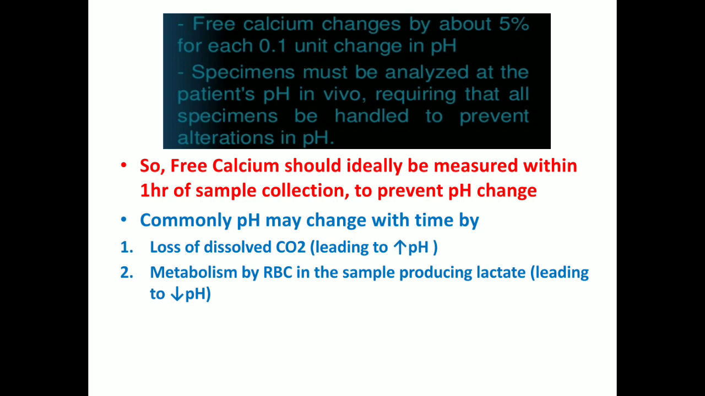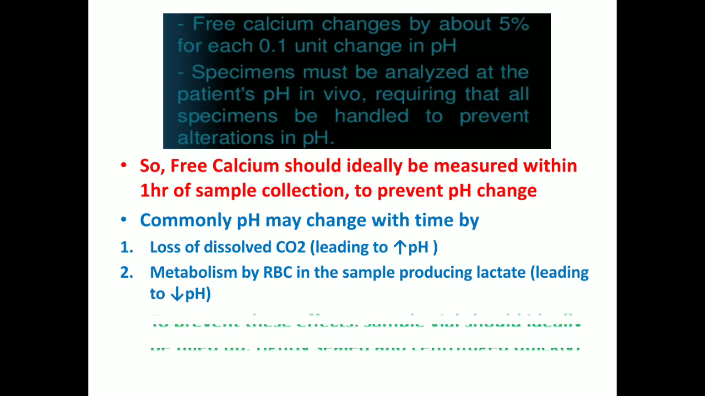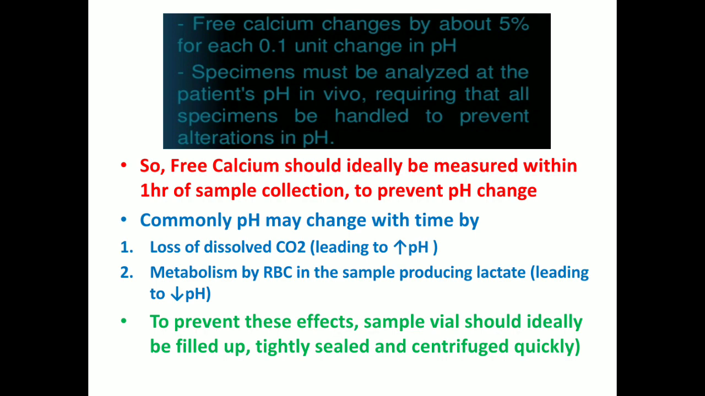On the other hand, if you keep the sample like that and your RBC is present in the sample, then RBC will keep on metabolizing, and RBC through anaerobic glycolysis produces lactate, which is an acid, so that can on the other hand decrease the pH. So loss of CO2 can increase the pH, and RBC in the sample can produce lactate and decrease the pH, and both can change the level of free calcium. So how do you prevent that? What do you do to prevent these effects?